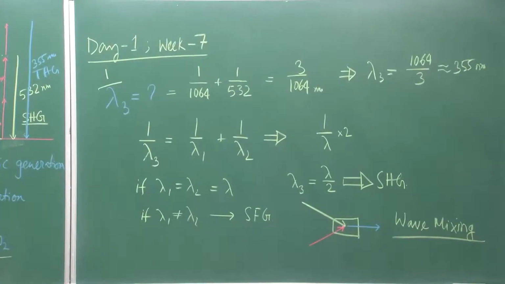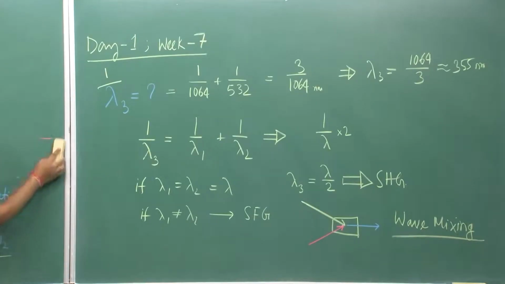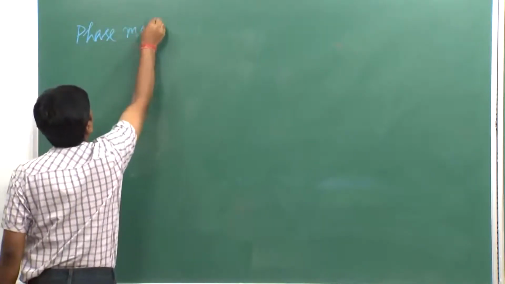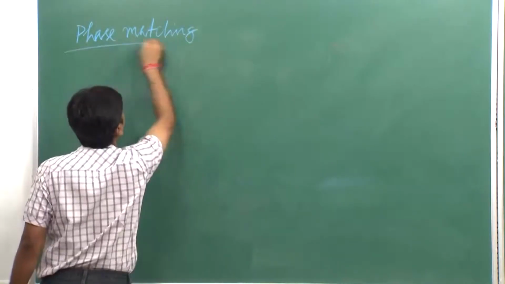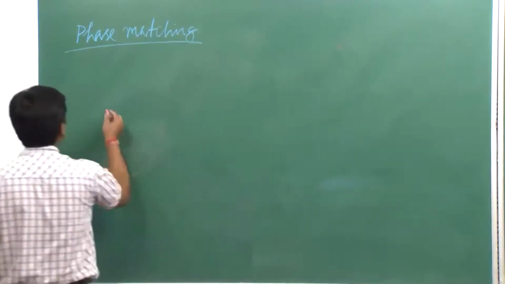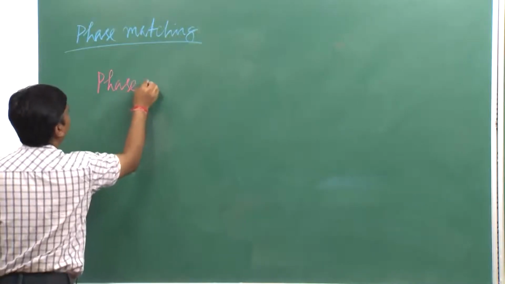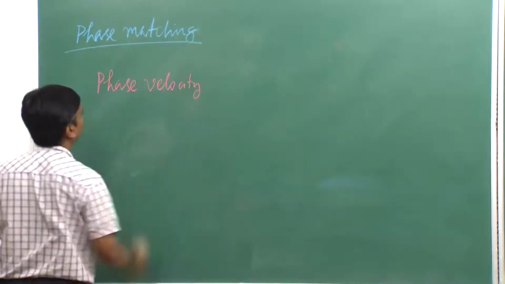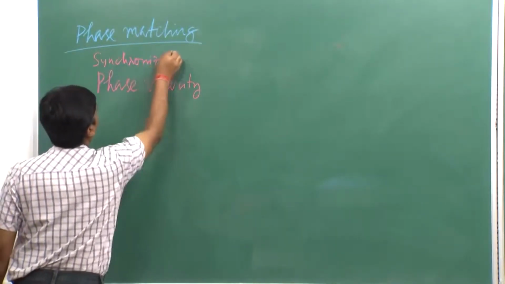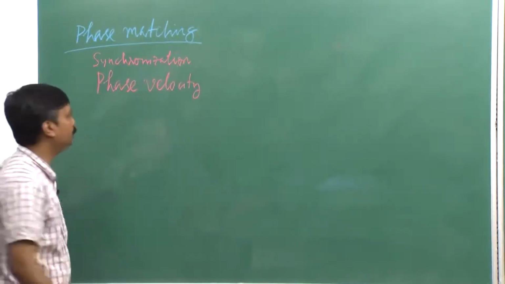All right. So, let us now start our discussion on phase matching. We said that we need a synchronization of the phase velocities corresponding to the fundamental and the harmonic wave. Okay. Now, what is phase velocity? Phase matching is essentially the synchronization of phase velocities; we have to match their phase velocities.